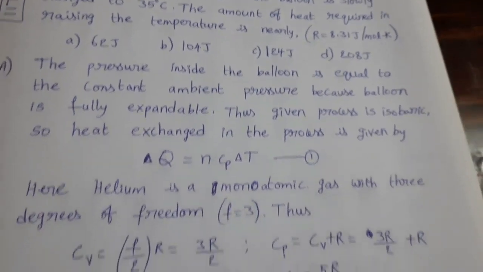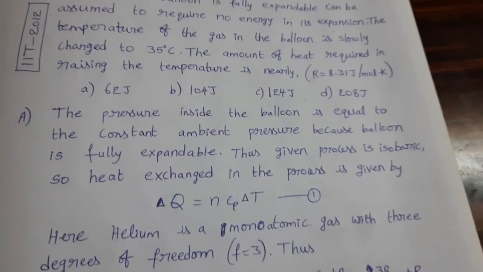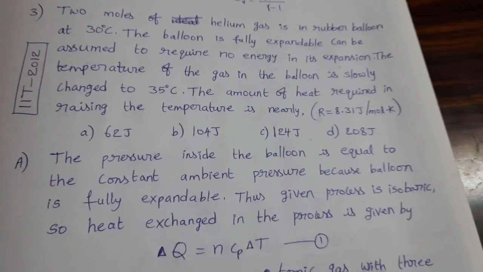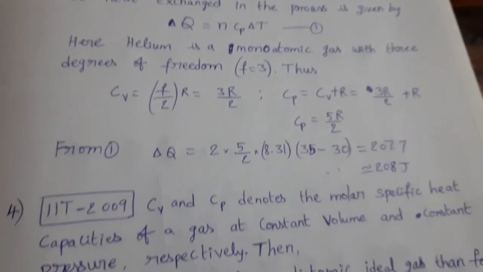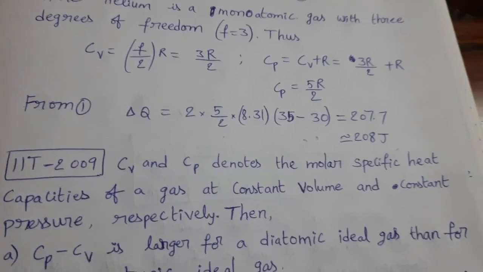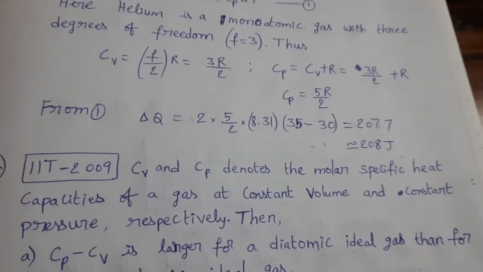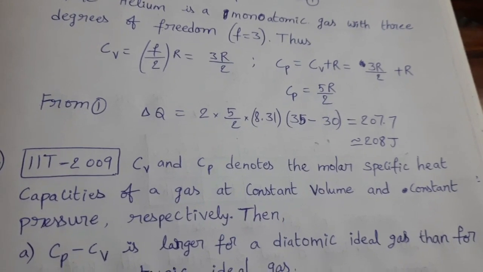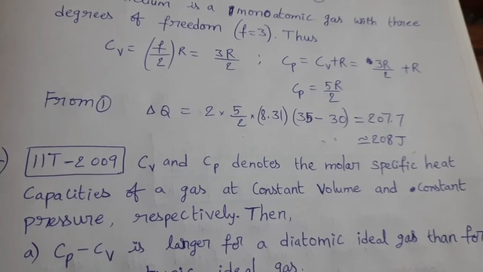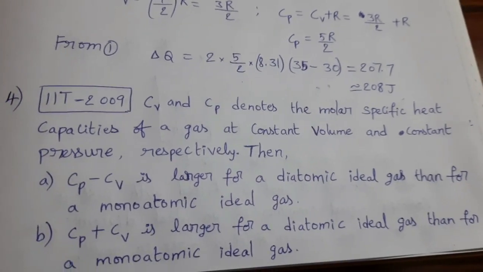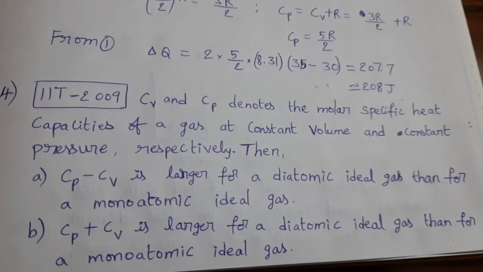Very simple. But you have to understand the given question carefully. Then only you can do this question. Next, IIT 2009 question. Cv and Cp denote the molar specific heat capacities of a gas at constant volume and constant pressure respectively. Then four conditions are given. We should find out the correct one.